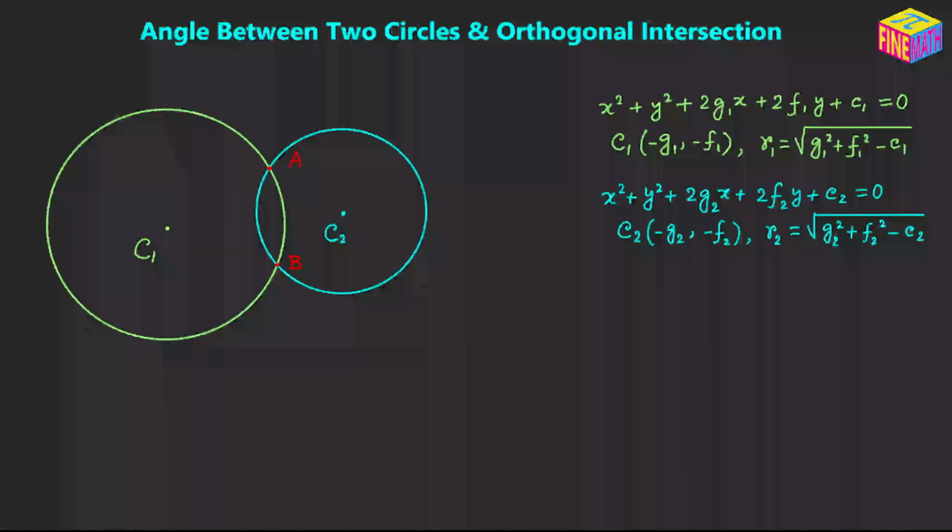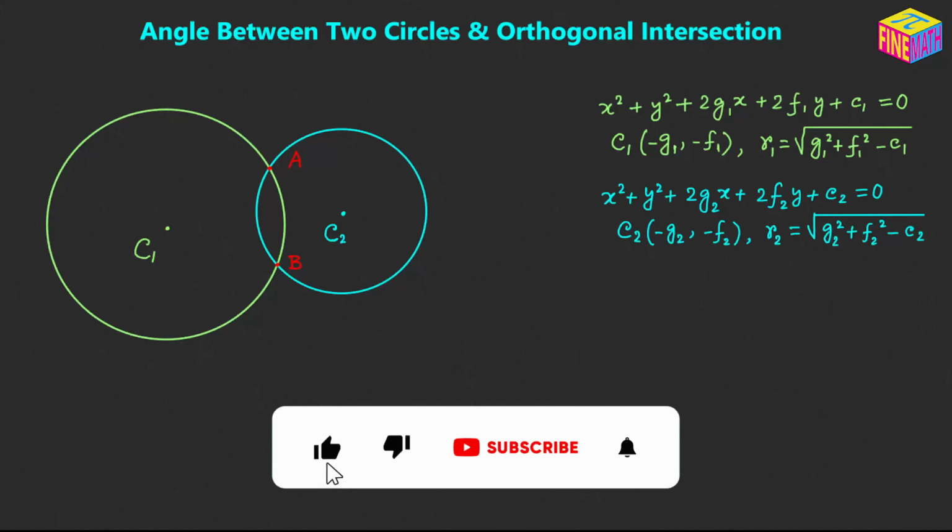Hi everyone, in this video we are going to see how to find the angle between two intersecting circles, and also we are going to see the condition for orthogonal intersection. Let's suppose we have two circles like this. They are intersecting circles and they intersect each other at points A and B.